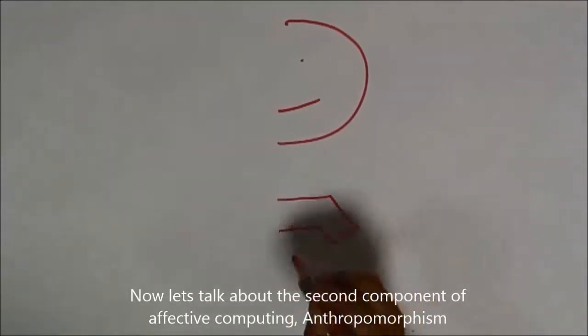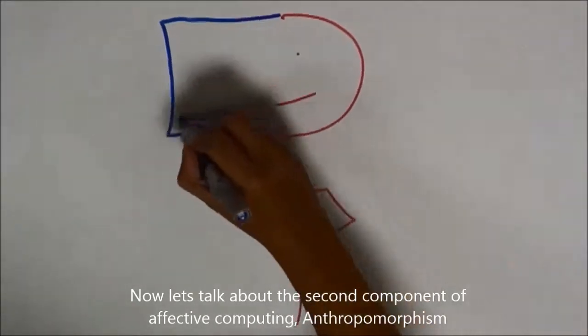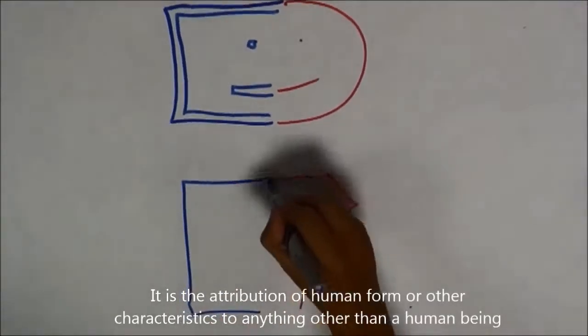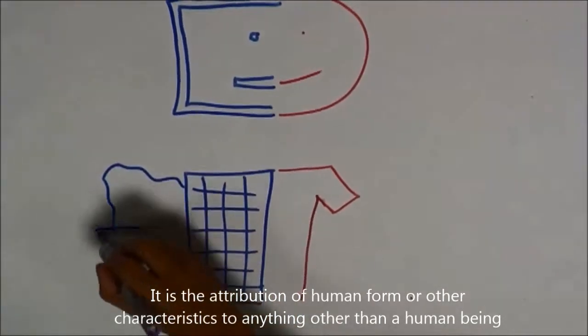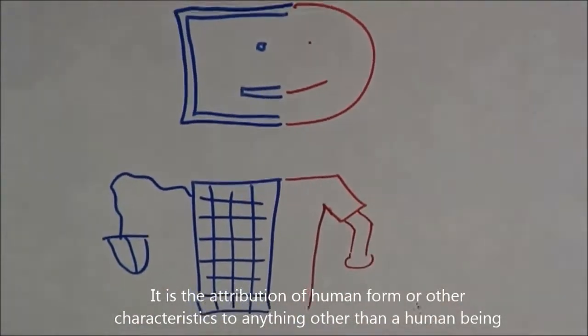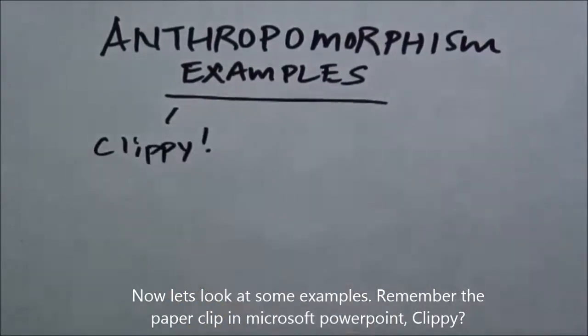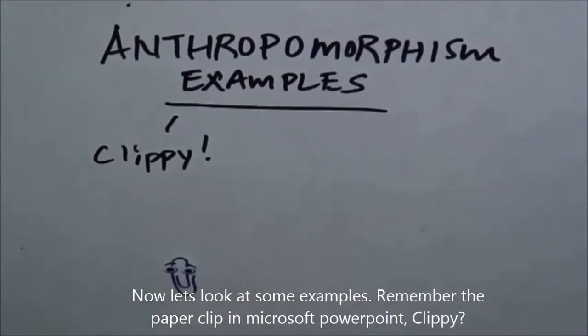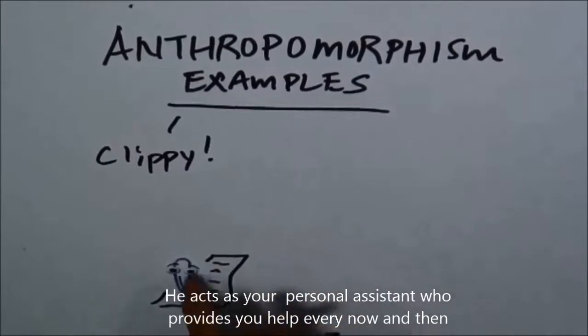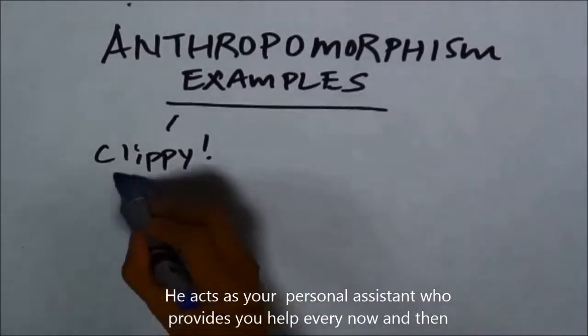Now let's talk about the second component of affective computing, anthropomorphism. It is the attribution of human form or other characteristics to anything other than a human being. Now let's look at some examples. The paperclip in Microsoft PowerPoint, Clippy. He acts as your personal assistant and provides you help every now and then.